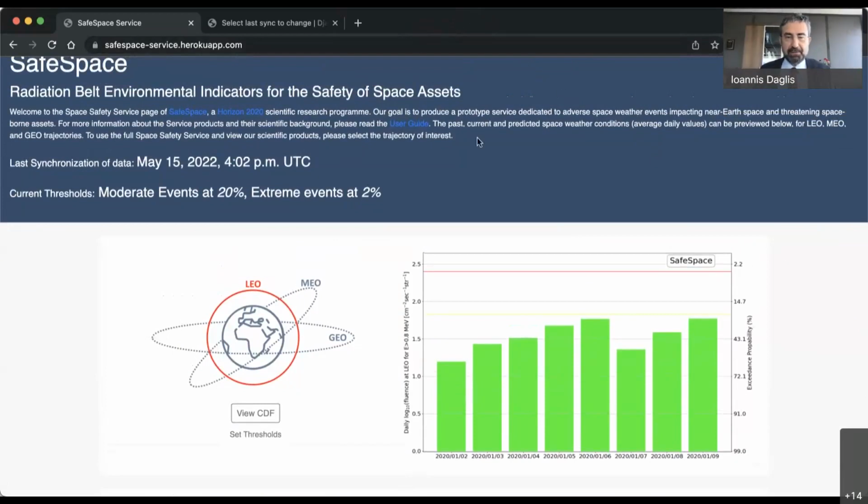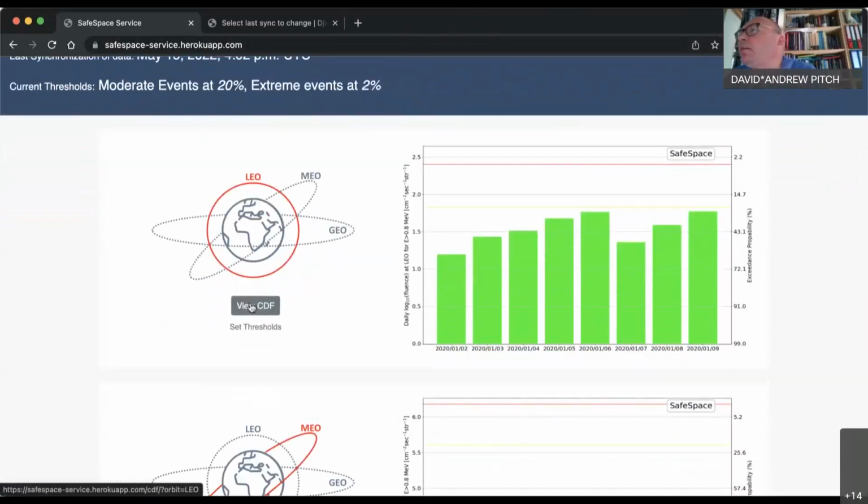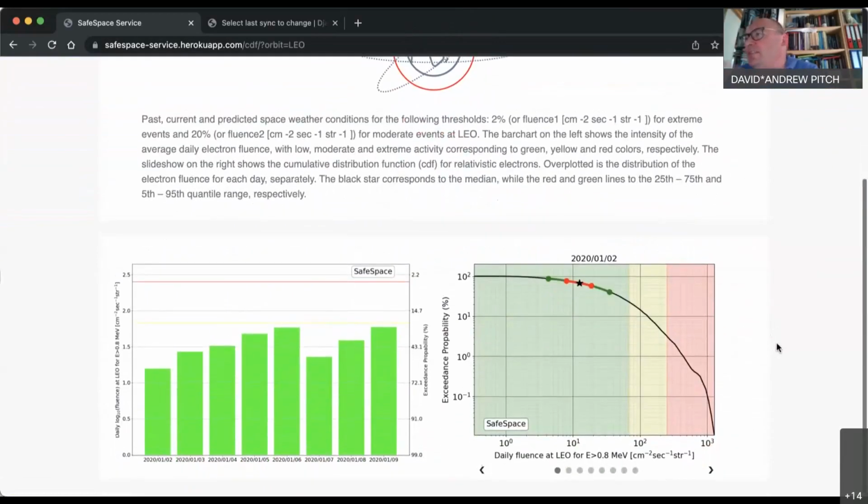Any comment? Could you just show me the daily CDF again? I didn't quite understand the overplotting. Say for the LEO. Yes, this is one. This one.